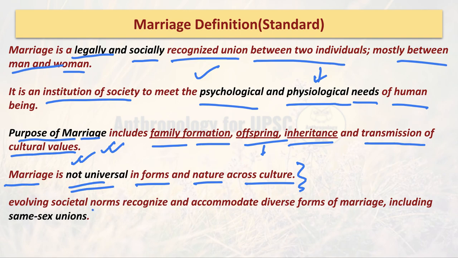Moving ahead, based on new societal norms, new definitions are coming up which cater to evolving societal norms and accommodate diverse forms of marriage, and this includes even same-sex marriage. When you are writing a marriage definition, you should include this as a component too. It gives a modern outlook of marriage from your perspective.